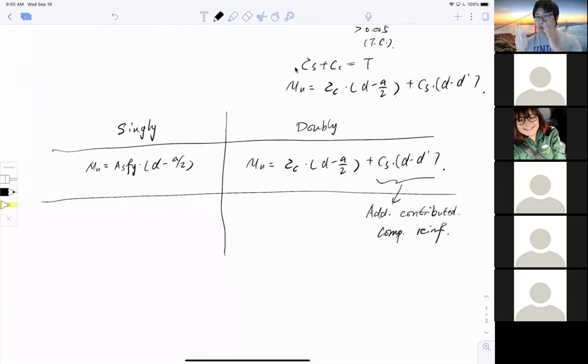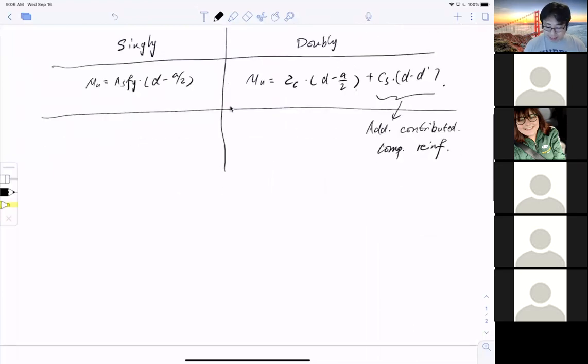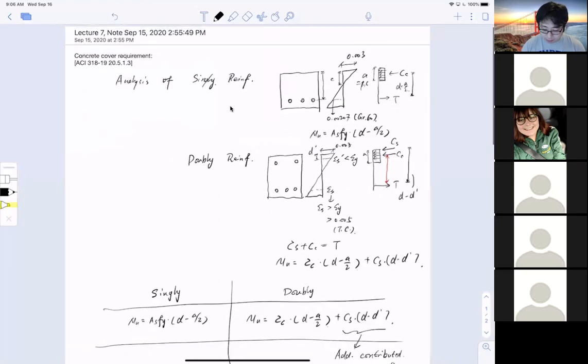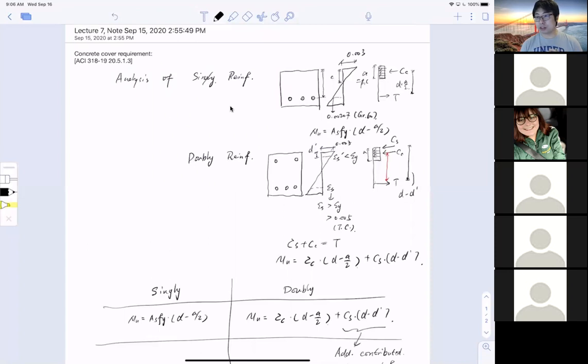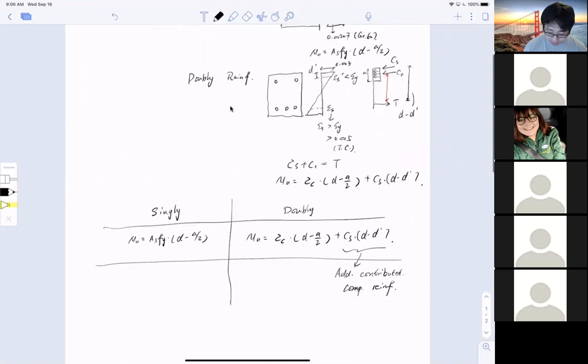That is the difference between the singularly reinforced section and doubly reinforced section. Okay, so there's a slight difference. Now, coming to the design, right? This is the analysis we talked about so far, right? We went through the whole nine yards: stress distribution, how to calculate the strength reduction factor and Mn, and get the strength out of it.